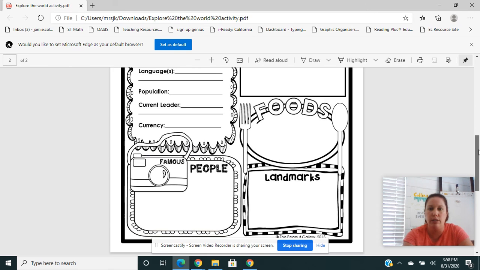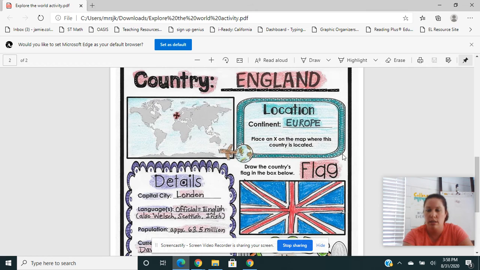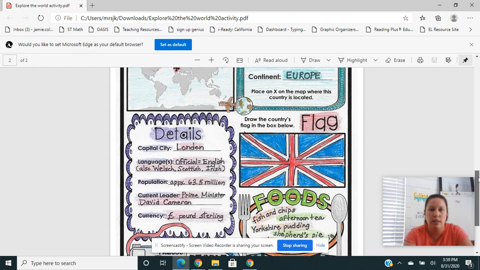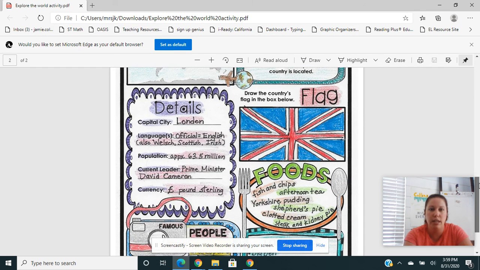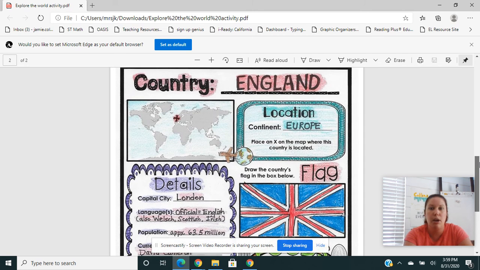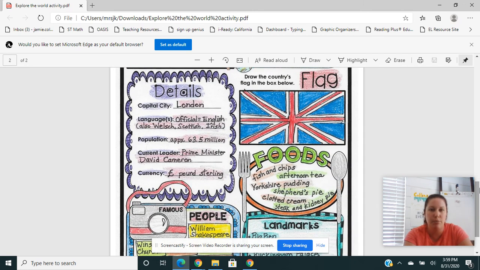Then if we scroll down, there we go. Here's an example of what I'm looking for. So this person did their country on England, which is in the continent of Europe. They placed an X on the map of where England is. Here's some details about London. And here is, I'm sorry, the details about England, but the city would be London.